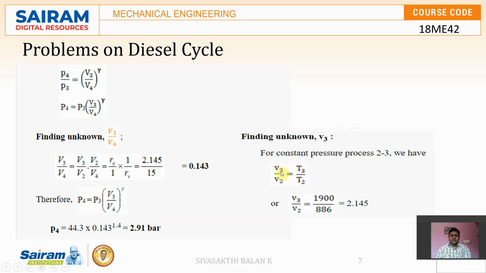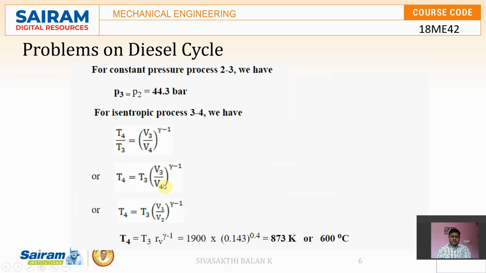So, the only variables are volume and temperature. When we compare this relation, we will get V3 by V2 is equal to T3 by T2, and we know these two values, and substituting those two values, you will get V3 by V2 as 2.145. The same V3 by V2 substitute here, we will get 2.145 divided by 15, we will get V3 by V4 as 0.143. This V3 by V4 we can substitute here, so that we can easily find out the temperature at the point 4. It comes as 600 degree centigrade.